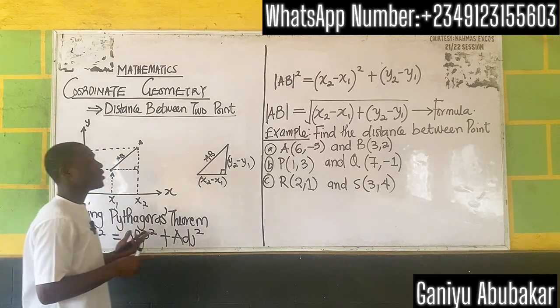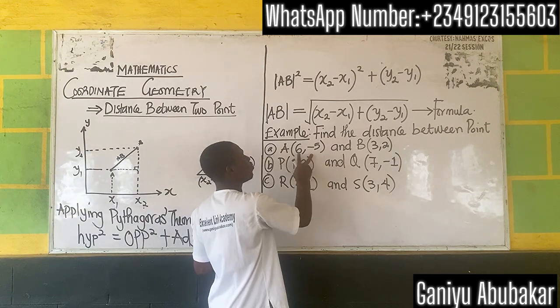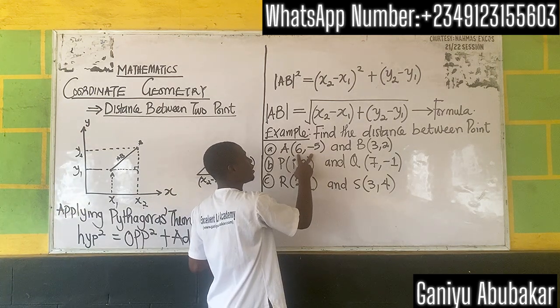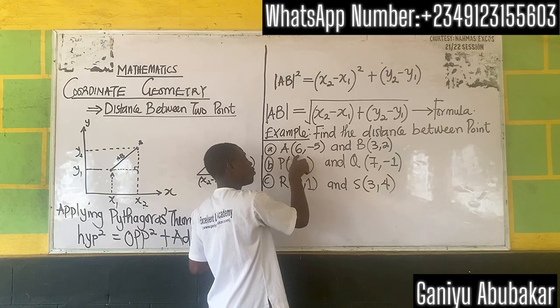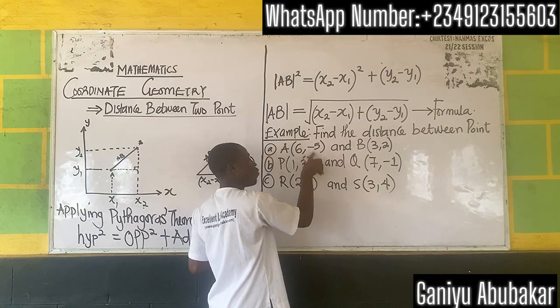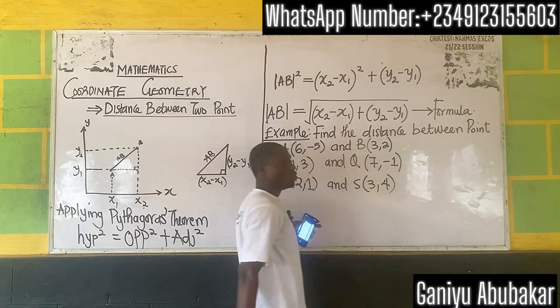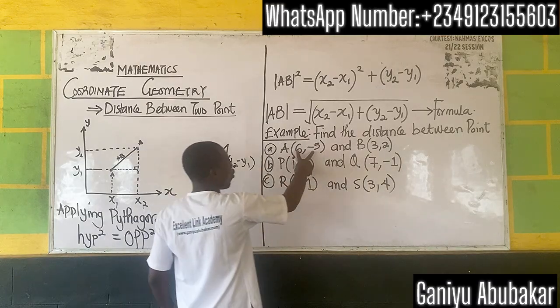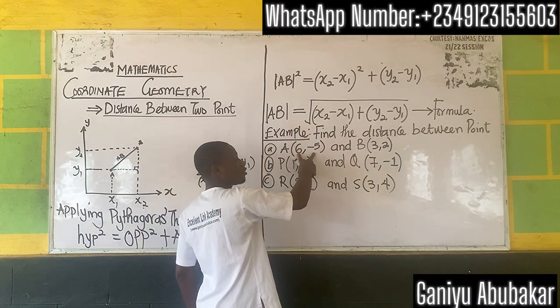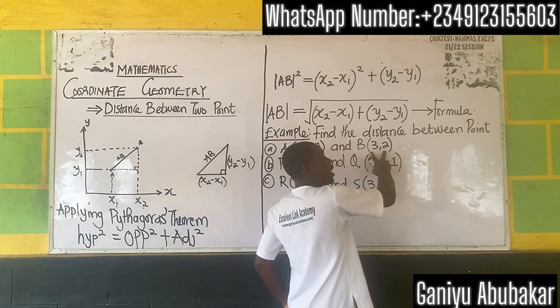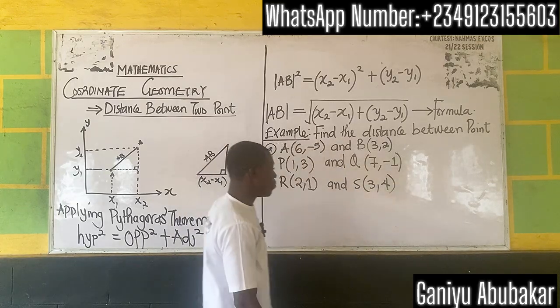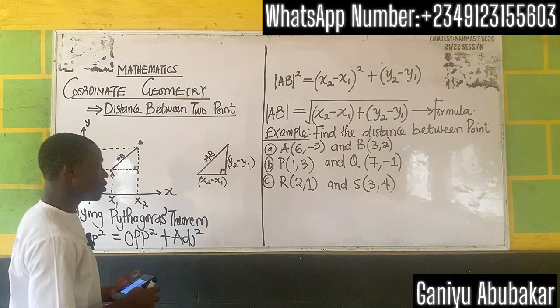So it means the one that is given first gives you x1, y1, and the second one gives you x2, y2. So note this concept: the first coordinate given is for x1, y1. Second one is x2, y2. So before then, let's solve this question.